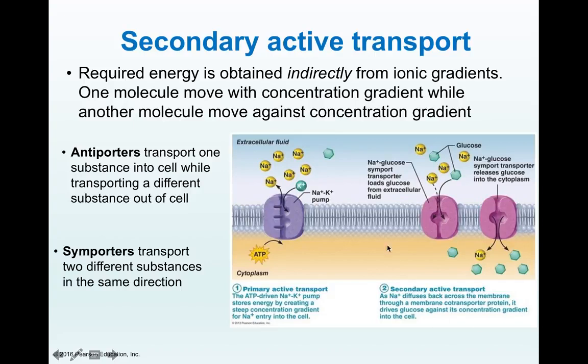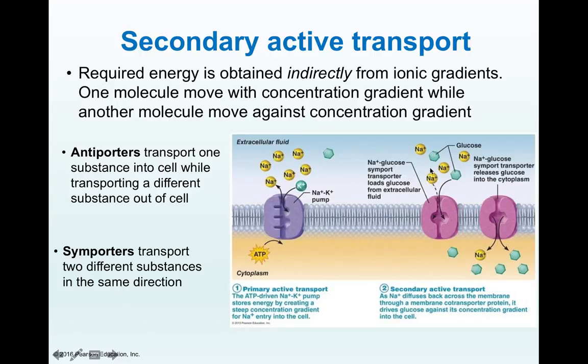Sorry, not this scenario. Let's take a look at secondary active transport. This is primary active transport. So in this scenario, you have high sodium outside the cell, low sodium inside the cell, and you have low glucose, the green hexagons, outside the cells, and high glucose inside the cell. Your goal is to move both of these molecules into the cell.